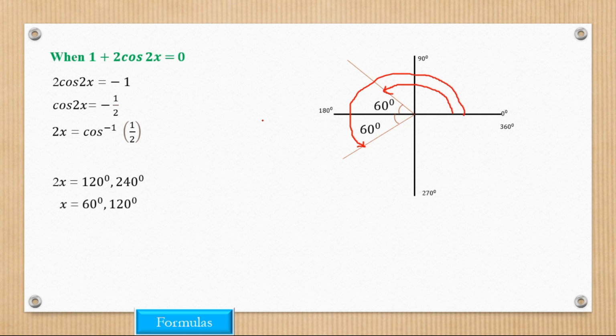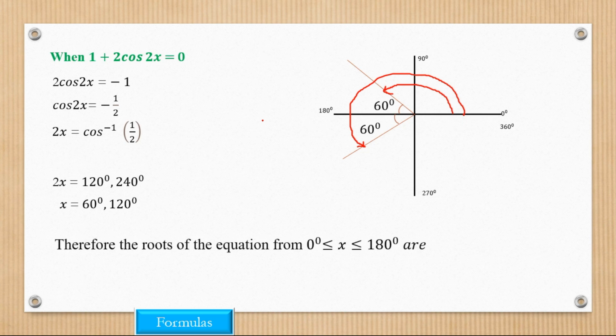So x is going to be 60 degrees and 120 degrees. So the answer we get after dividing both by 2. Therefore the roots of the equation from 0 to 180 degrees are that, and those will be our answers.